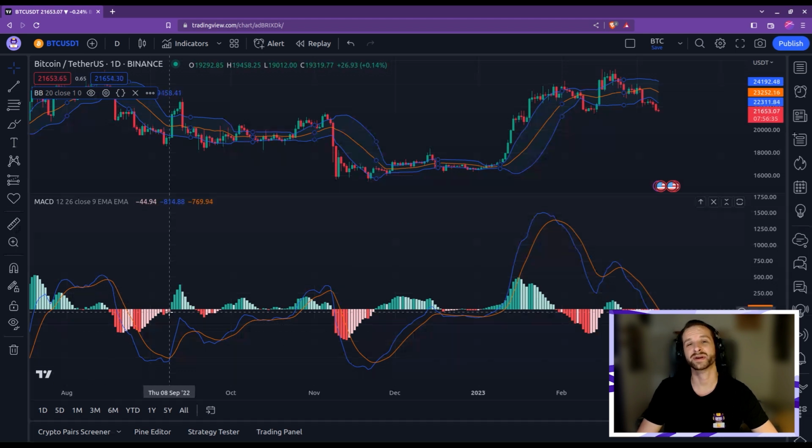And basically the interpretation is that when the histogram is green, then you're generally in a bull trend, while red signals a bear trend. So you could trade from these crossings from red to green and green to red.